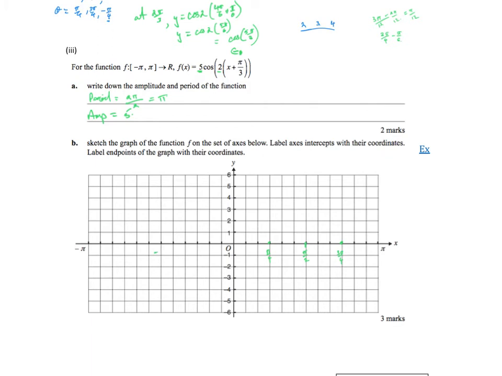Negative pi on 2. So every halfway mark are the key values. So 5 is my maximum. My halfway at negative 5. Back up to positive 5. Halfway.